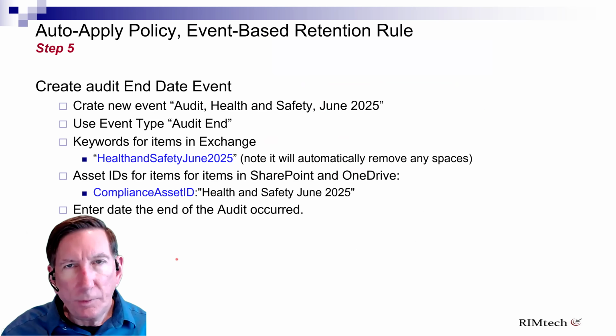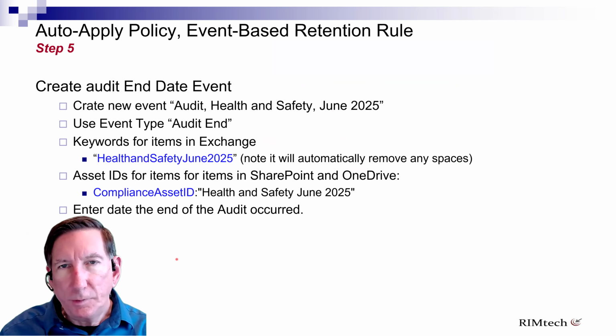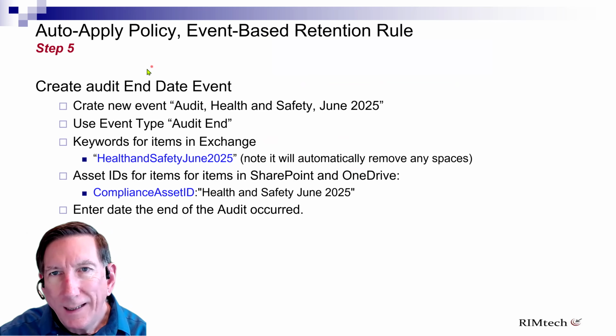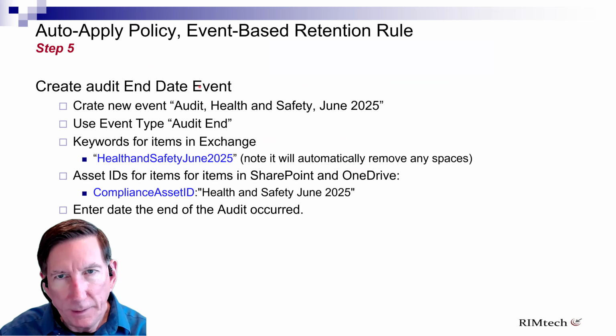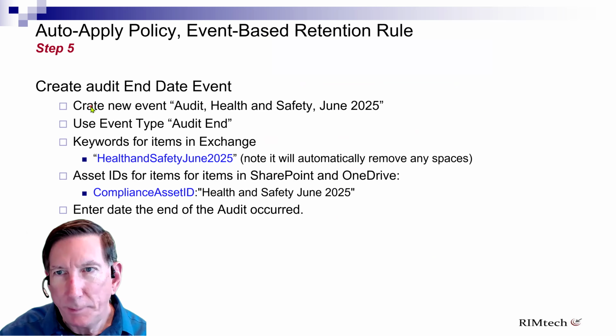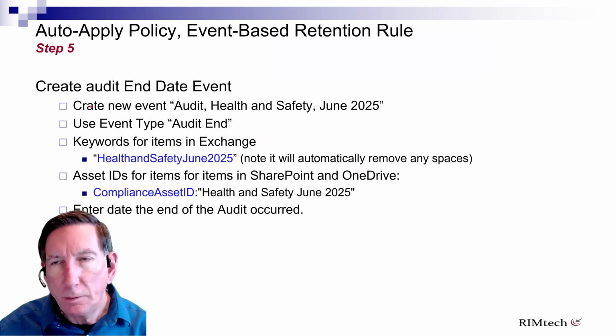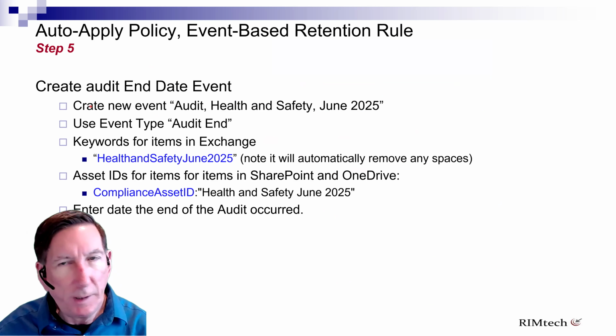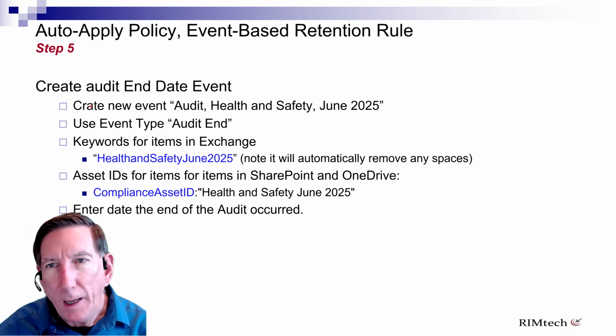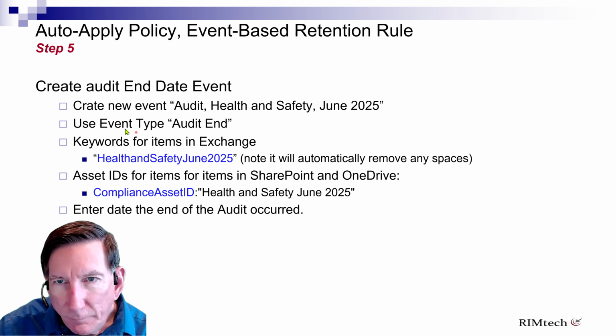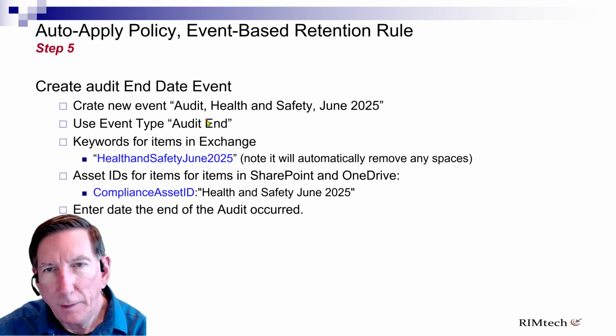Now, step 5, we're going to basically create the case, which is an audit end date event, which is their language for the case. We're now going to create a new event. Did you know they had a creating capability? Or maybe I just can't spell today, but we're going to create a new event called Audit Health and Safety June 2025 or whatever, right? And it's going to come underneath the event type audit end, okay?